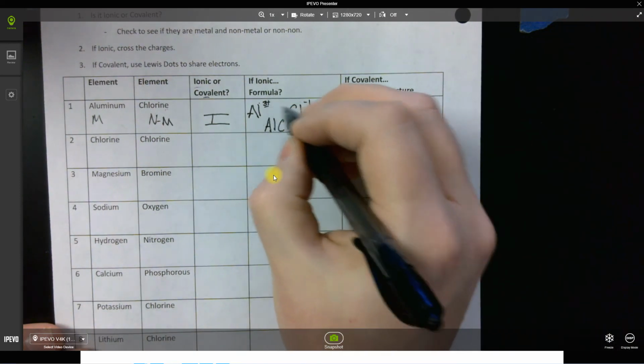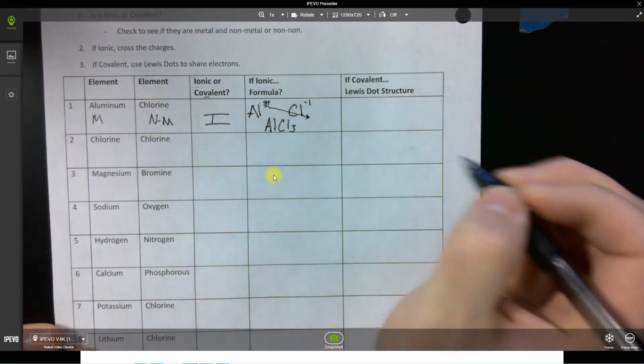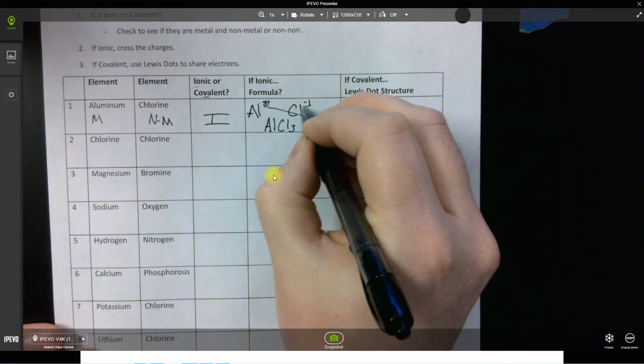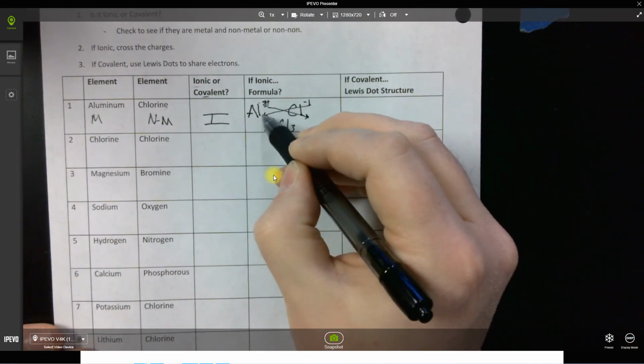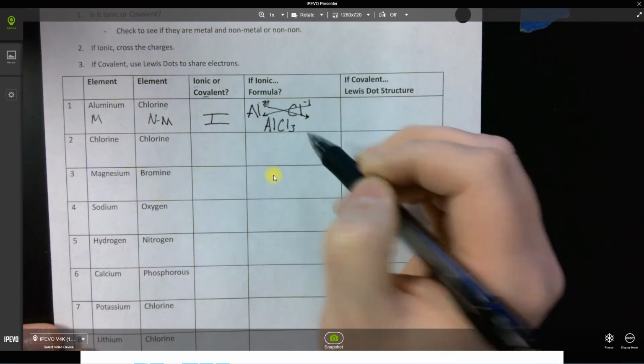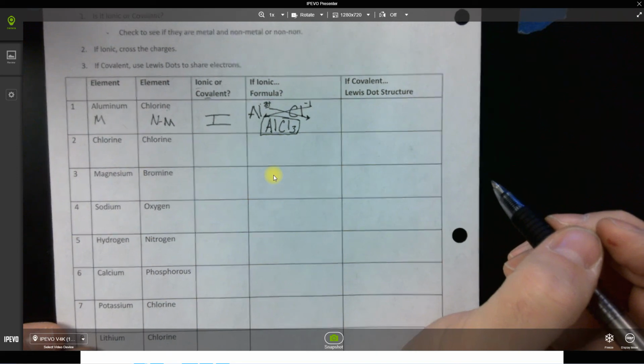The crossing over method is a good way to figure this out. If you take the number in the charge and you put it as the subscript for the other element, it tells you what compound you're going to make. So 1 aluminum and 3 chlorines makes aluminum chloride when you put these things together.